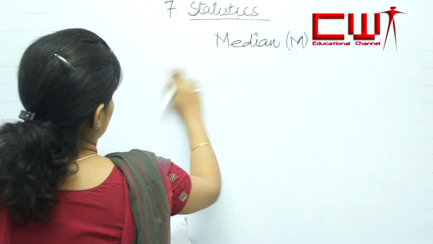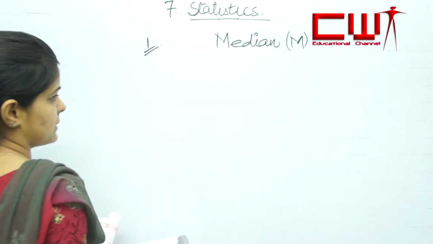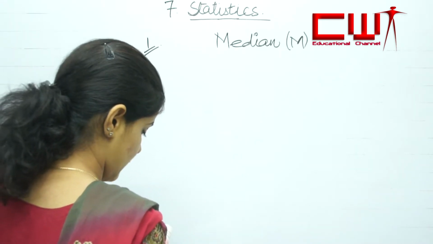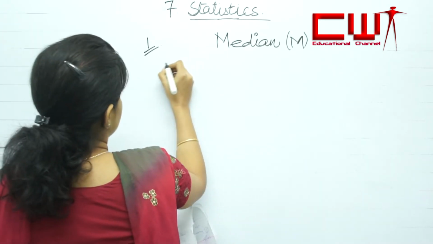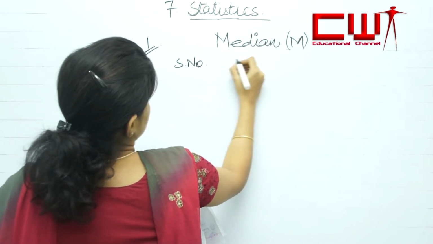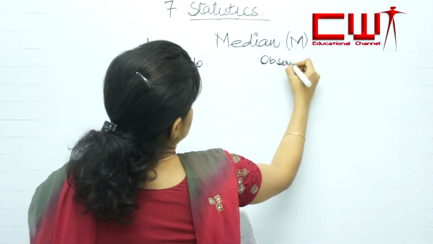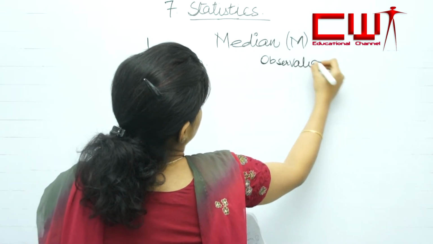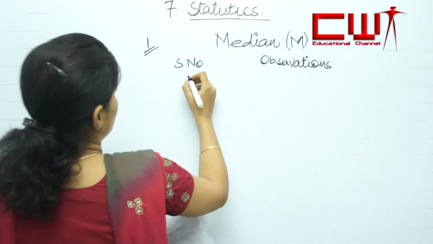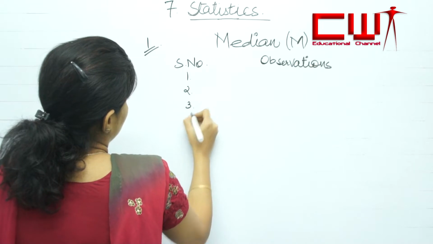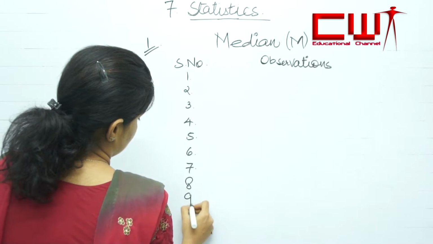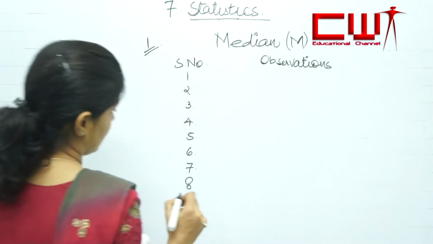See, you can make it as an individual series, or you can make it as a cumulative frequency series, whatever you wish to do. So you will have the serial number given to you. Write the serial number, and you have the observations. The serial number you have is from 1 to 11. See, there are 11 numbers given to you: 1, 2, 3, 4, 5, 6, 7, 8, 9, 10, 11.